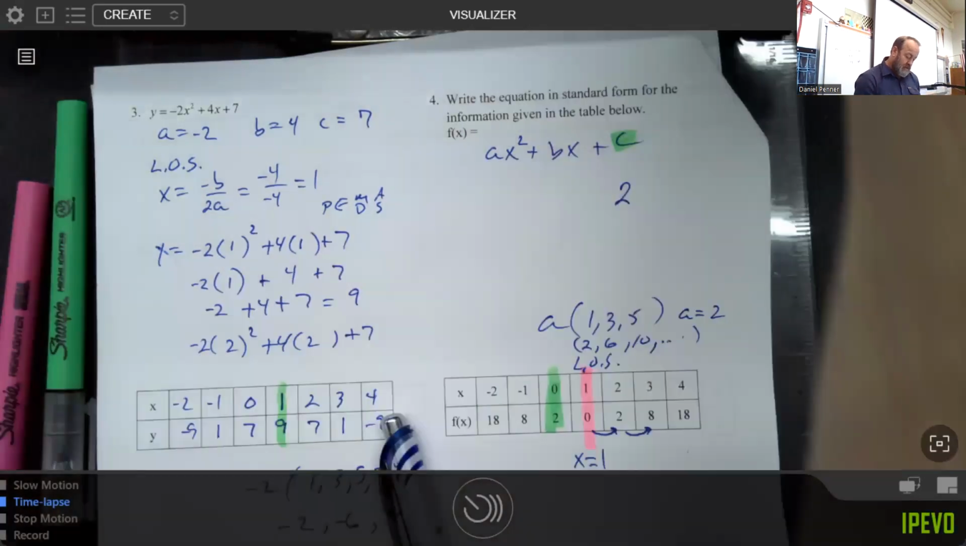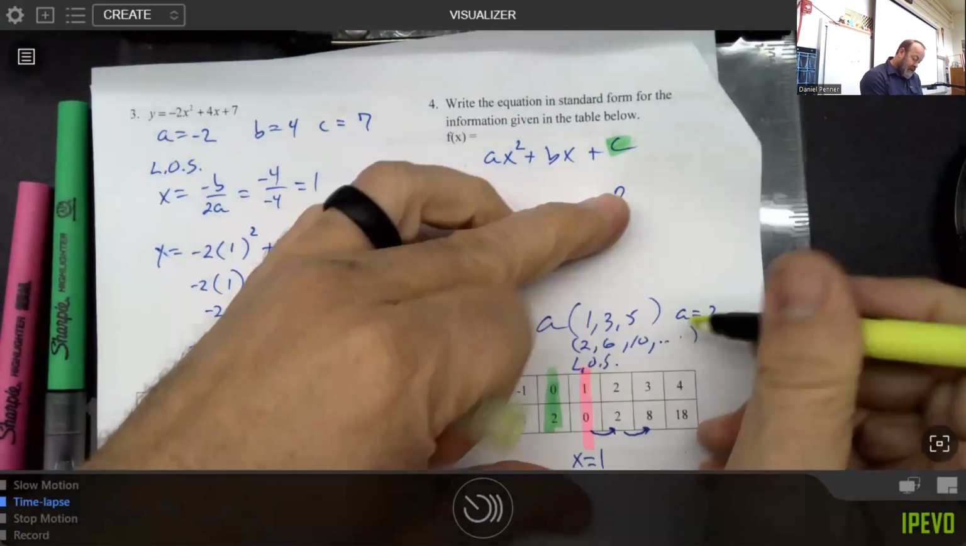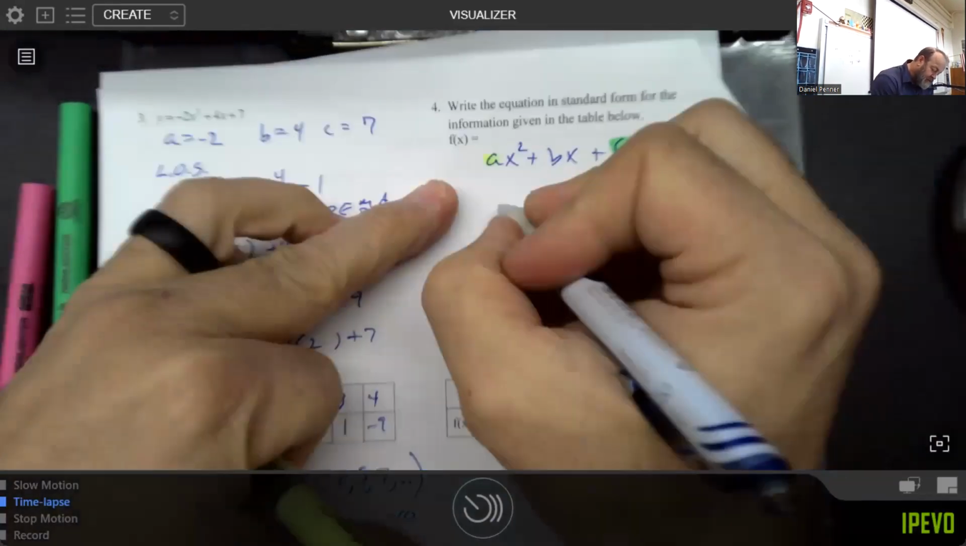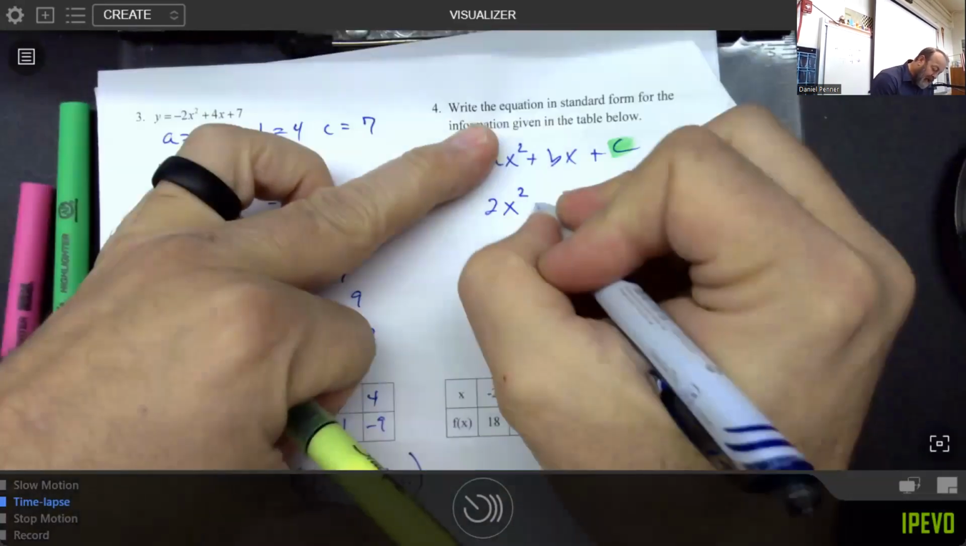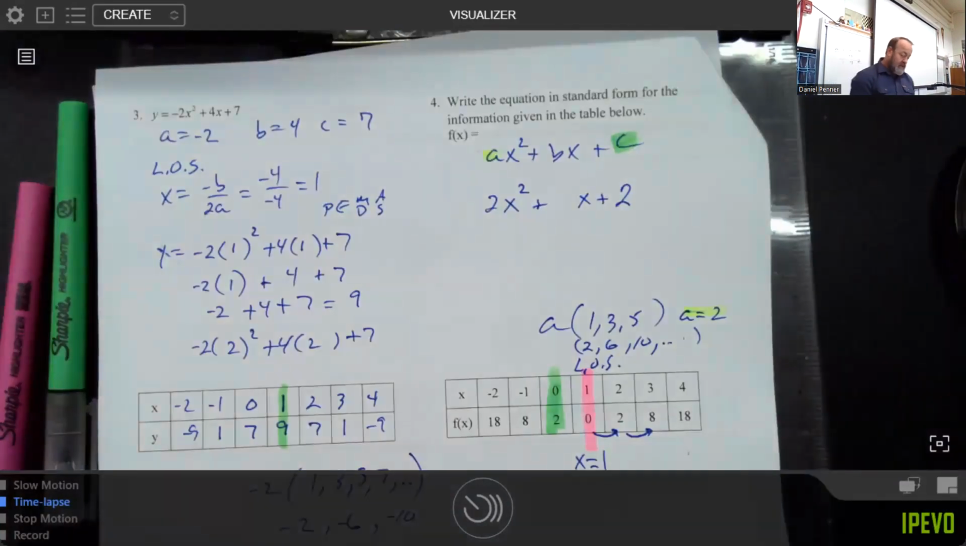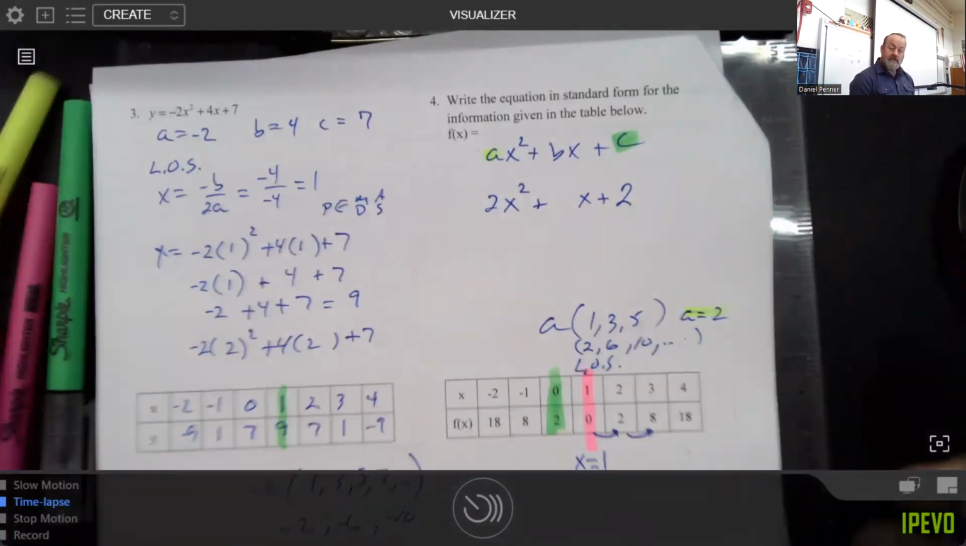I'm going to go ahead and use a little yellow on that one because I know that A is 2. So I got 2x squared. So the only thing I haven't yet figured out is what is B. So that's my last little piece.